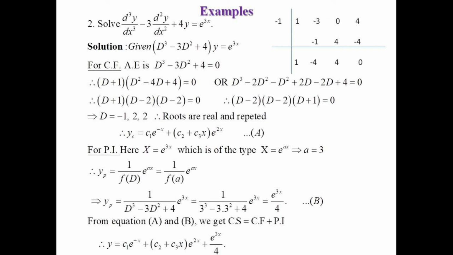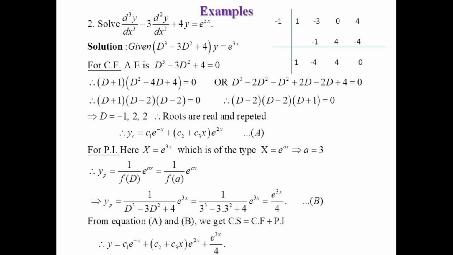So the remaining terms are d square minus 4d plus 4. Again, the second bracketed equation is a quadratic equation, and we know the method of solving a quadratic equation. If we factorize this term, then we get the factors (d plus 1)(d minus 2) equal to 0. If we simplify this for the value of d, then we get the values of d as minus 1, 2 and 2.